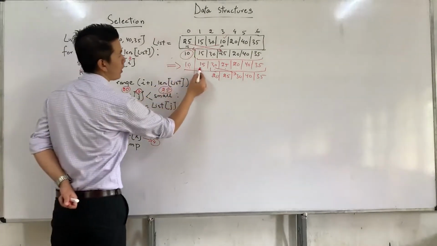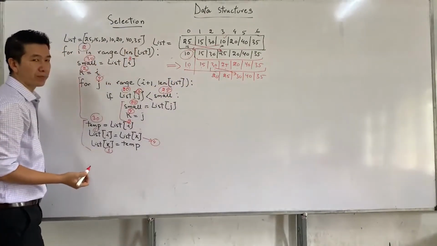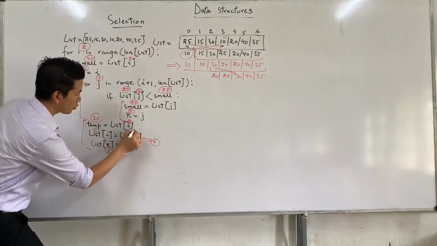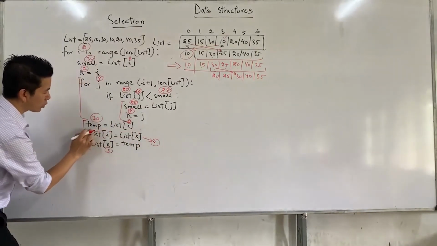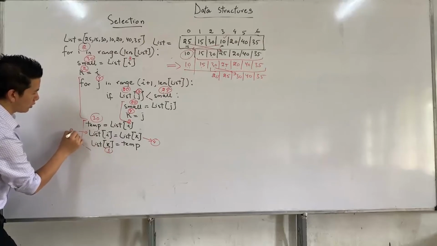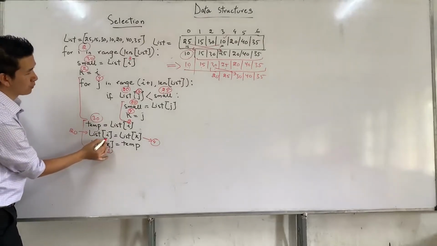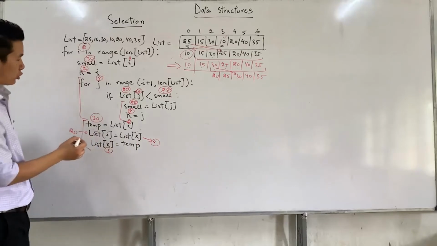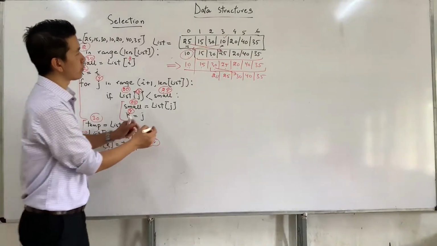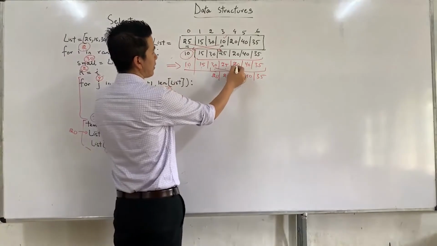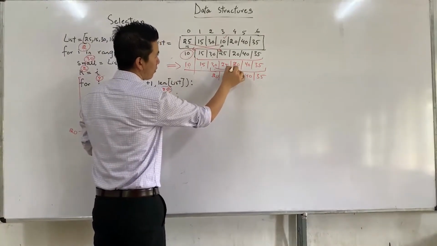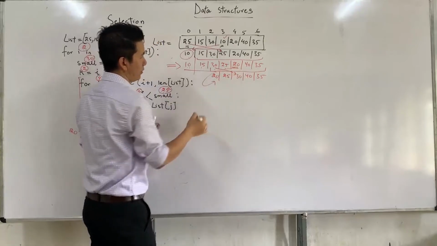Okay, 0, 1, 2, 3, 4, which means the 20. This is the index of the smallest number. So 20 will be assigned to the list of 2. So what happens here is this particular 20 will now be here.